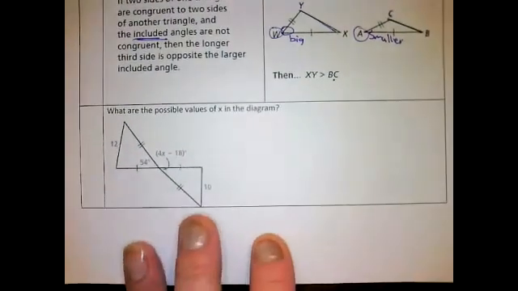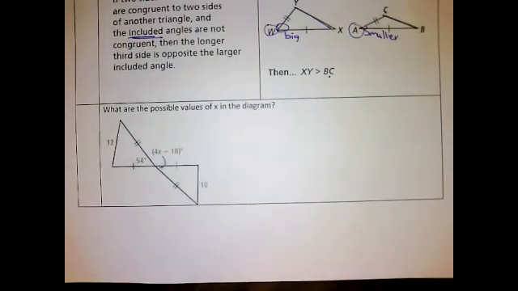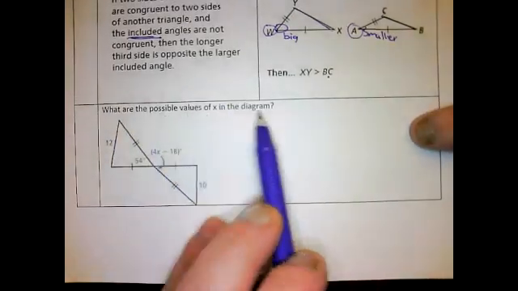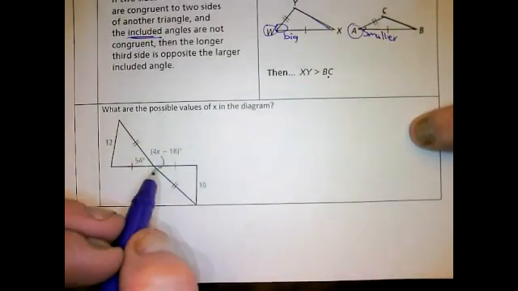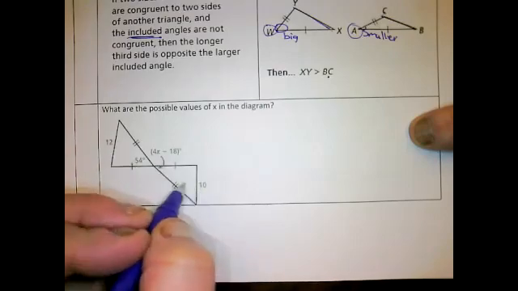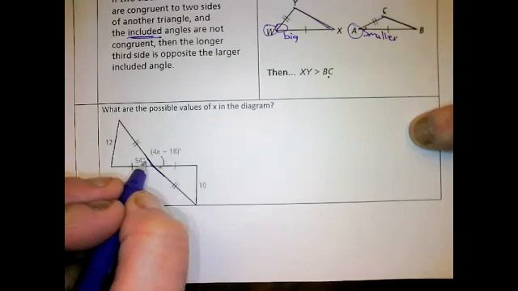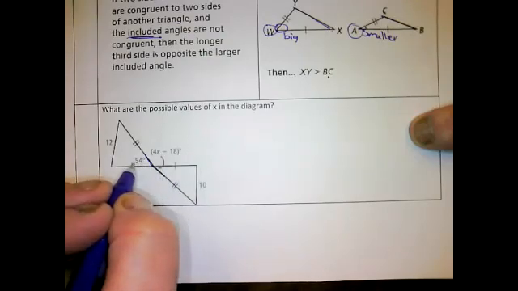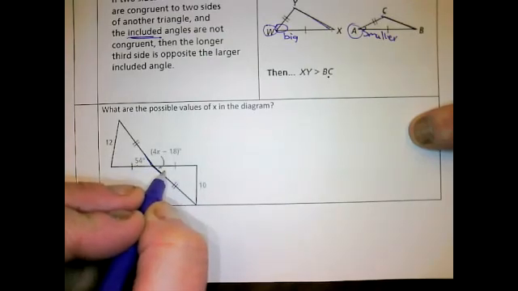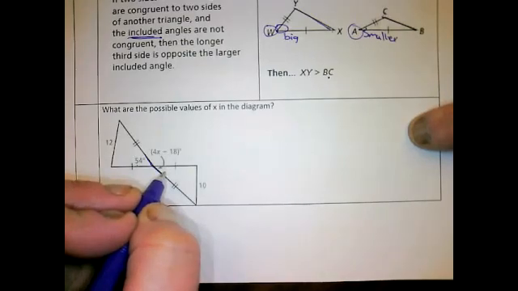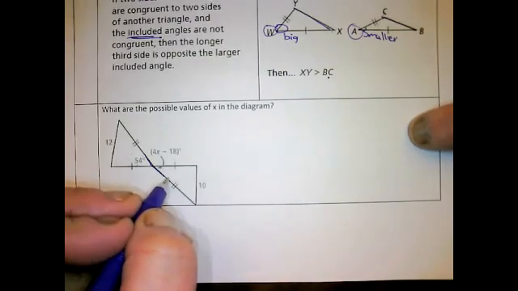Okay, so let's take a look at a problem and how this would be used. So it says, what are the possible values of X in the diagram? Okay, so here it gives us two side lengths. Notice that this is not a perfectly straight line, and this is not vertical angle. So this is 54, but that does not mean this is 54. Okay, we would have to be told that these were straight lines.